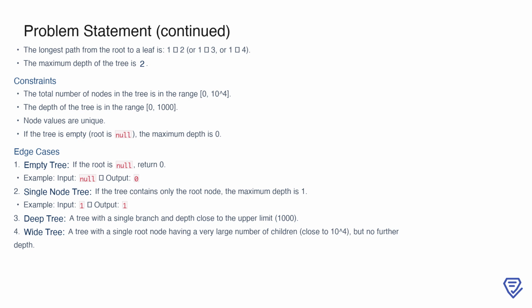Lastly, you might encounter extreme cases, such as a tree with a single branch almost reaching the maximum depth or a very wide tree with no significant depth. These constraints and edge cases will help you design a robust solution.